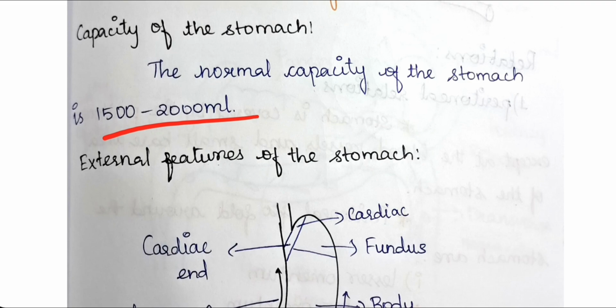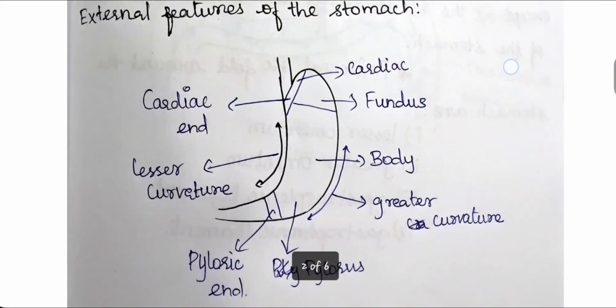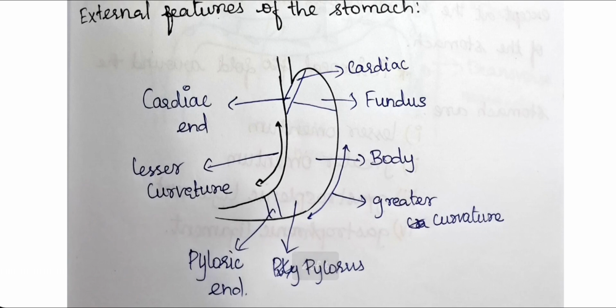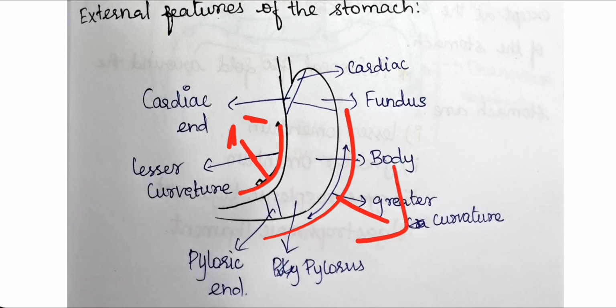Coming to the external features of the stomach, first we have to see the curvatures. We have the lesser curvature and greater curvature. The lesser curvature is related to the lesser omentum, whereas the greater curvature is related to the greater omentum. Coming to the ends, we have two ends in the stomach, cardiac and pyloric. The cardiac end is between the esophagus and the stomach. The pyloric end is between the stomach and the first part of the duodenum.